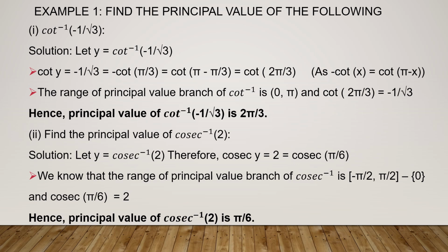So now what we have obtained, also we know that the range of principal value branch of cosec is minus pi by 2 to pi by 2. Our pi by 6 lies in this range. So cosec of pi by 6 is 2. Hence the principal value of cosec inverse of 2 is pi by 6.